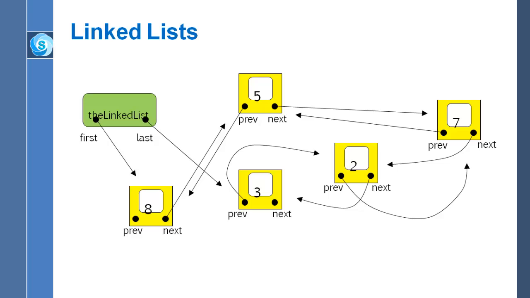Using its previous pointer, we get to the node before that. Using its previous pointer, we get to the node before that. Using that previous pointer, we get to the node before that. And using that one's previous pointer, we get to the first node in the linked list. Okay, and of course the first node has a null previous pointer.